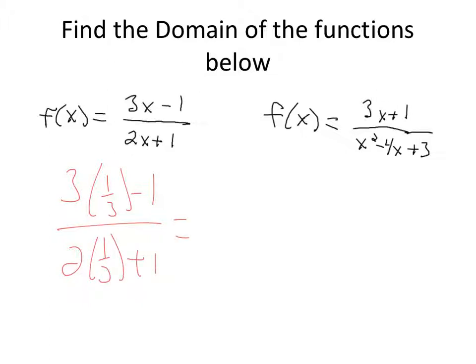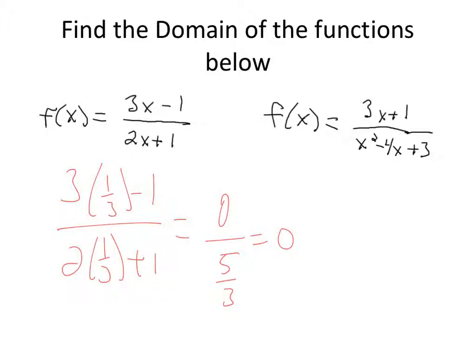Well, 3 times 1/3 is 1. 1 minus 1 is 0. And on the denominator, 2/3 plus 1 is 1 and 2/3, or we could say 5/3. Well, what's 0 divided by anything? 0. So that's not a problem.